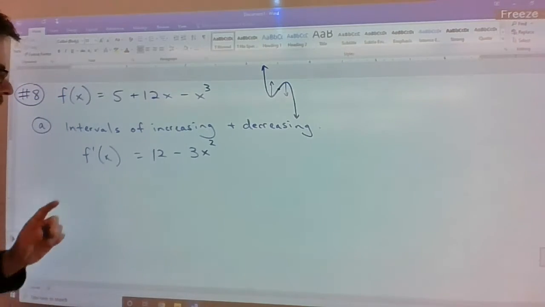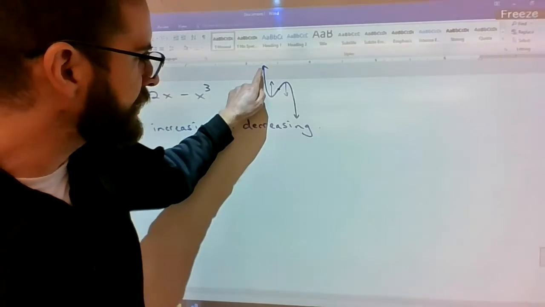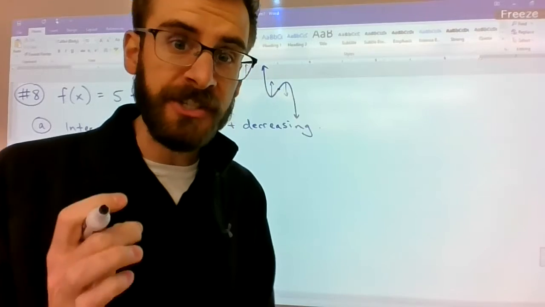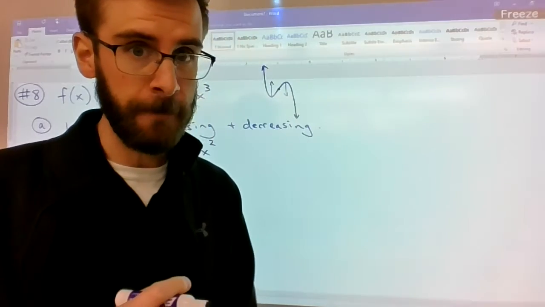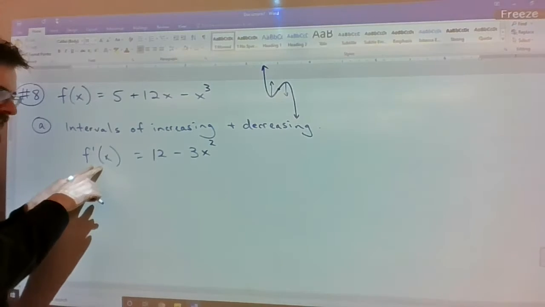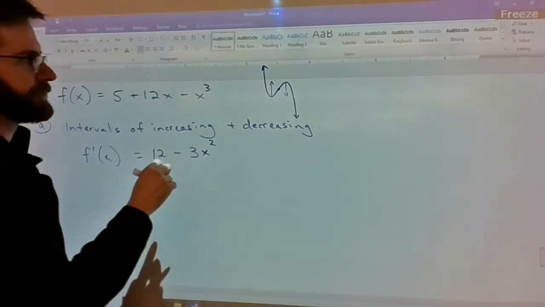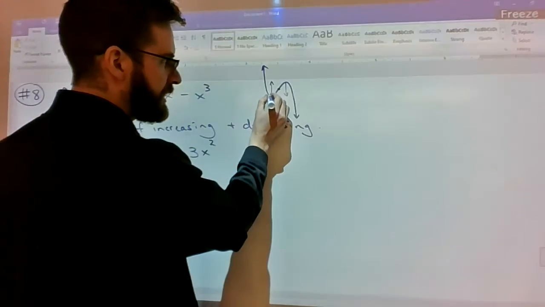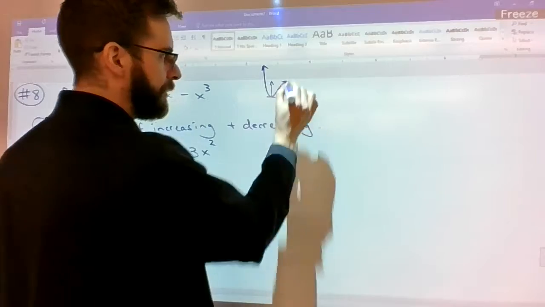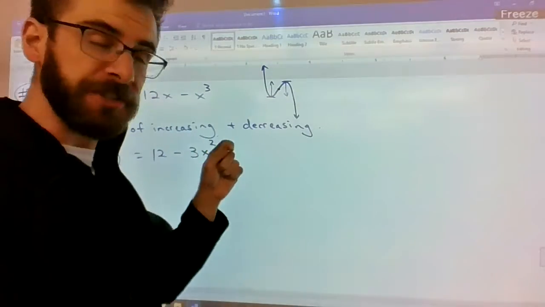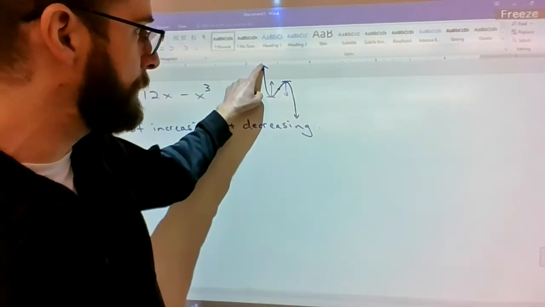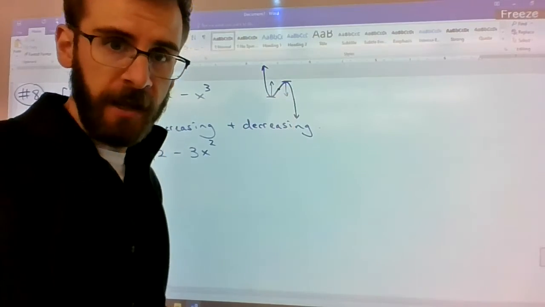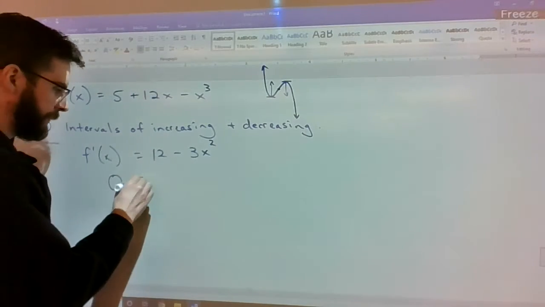Okay? Now, the intervals of increasing and decreasing are going to be determined by a change in the direction of the slopes of the tangent lines. So the derivative basically gives us a bunch of slopes of tangent lines. When the slope of the tangent line is 0, we're talking about this part here and that part there. And those seem to be the places where we shift from decreasing to increasing, back to decreasing again. So that's why we're setting the derivative equal to 0.